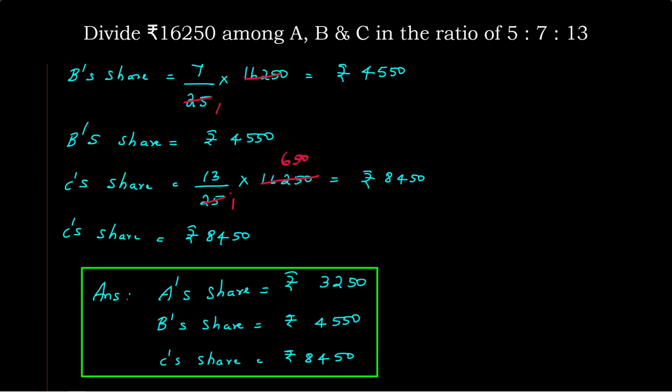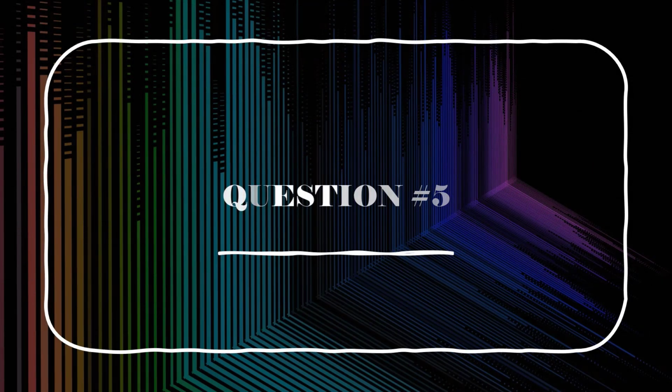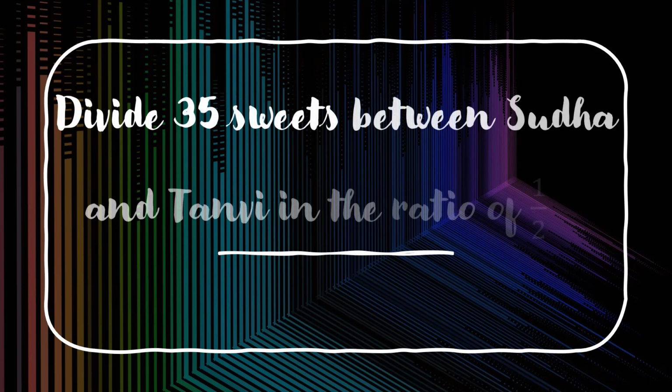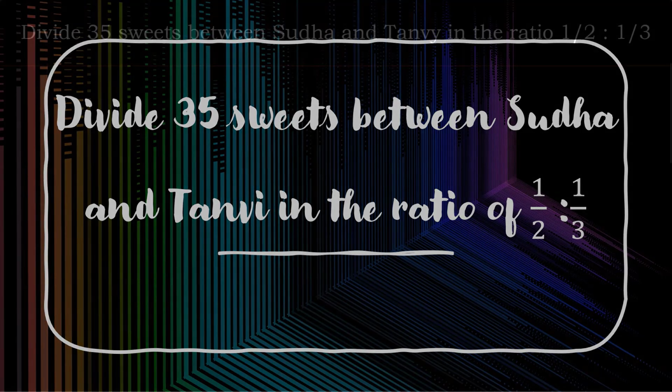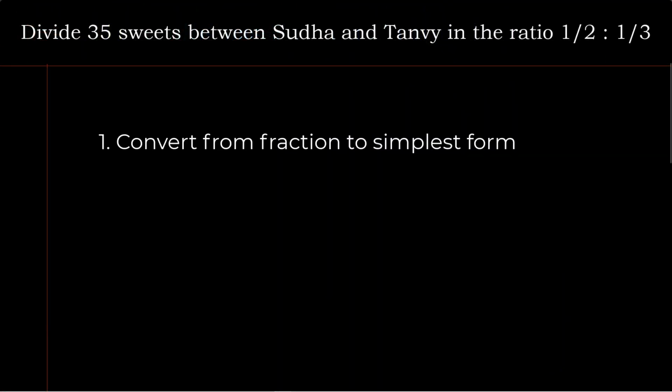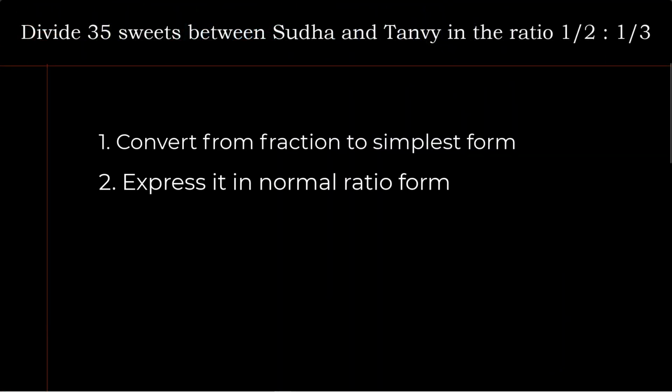Now let's move on to the next sum. This is a very simple word problem. Divide 35 sweets between Sudha and Tanvi in the ratio 1 by 2 is to 1 by 3. But there's a slight twist in this. The ratio is given in the fractional form. In the earlier videos, we have solved sums related to converting ratios from fractional forms to the simplest form. So whenever a ratio is given in the fractional form, we need to convert it into the simplest form and express it in the normal ratio form.